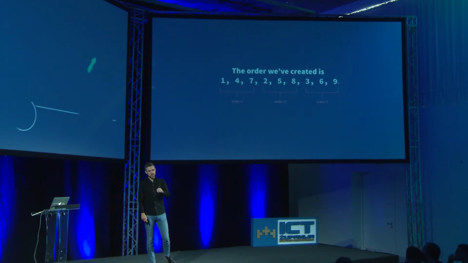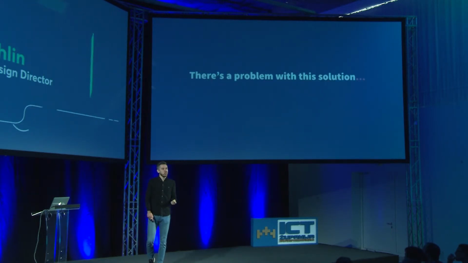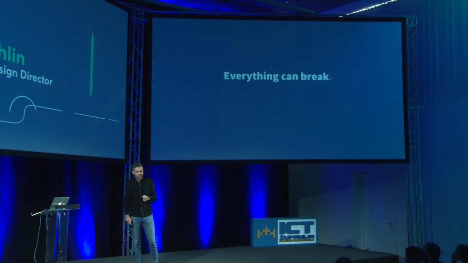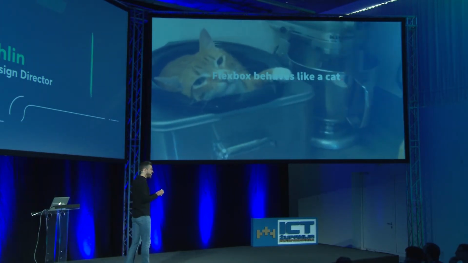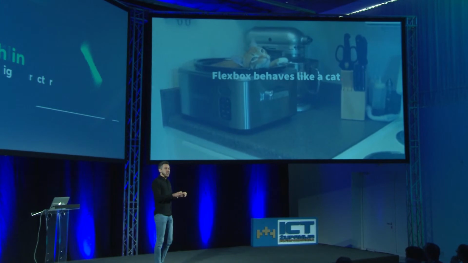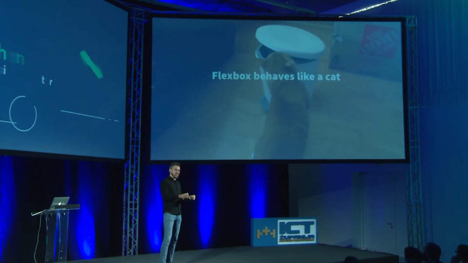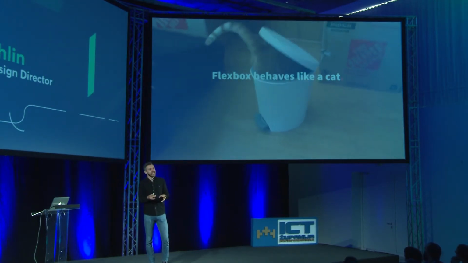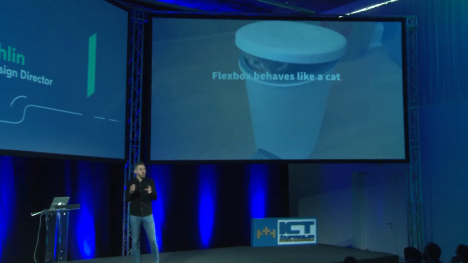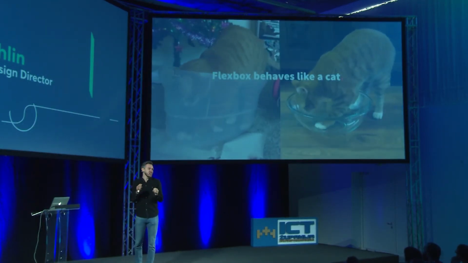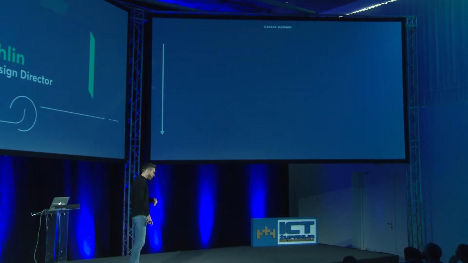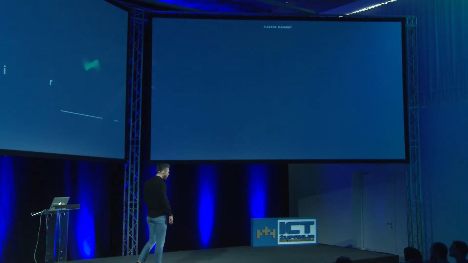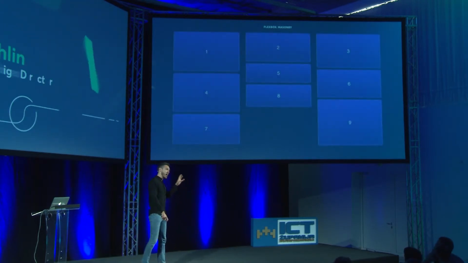Now, this is cool, but there's a problem with this solution. Everything can break. It's not great. Everything can break because Flexbox behaves like a cat. If it fits, it sits. All right? Flexbox really wants to push items into any sort of gap that it can find. So this is a problem for us, because remember, things are rendered top to bottom. And then we've got this layout.